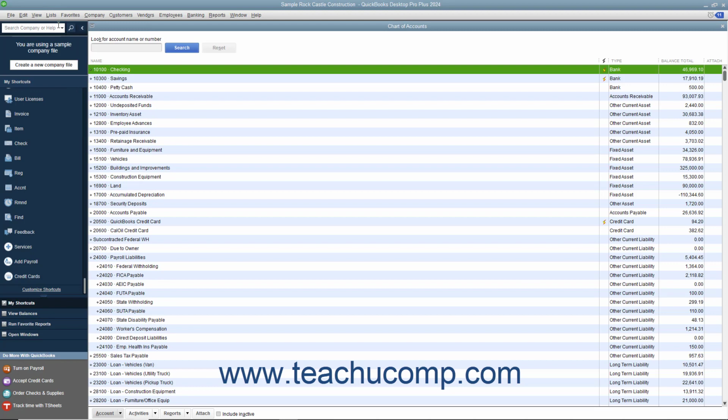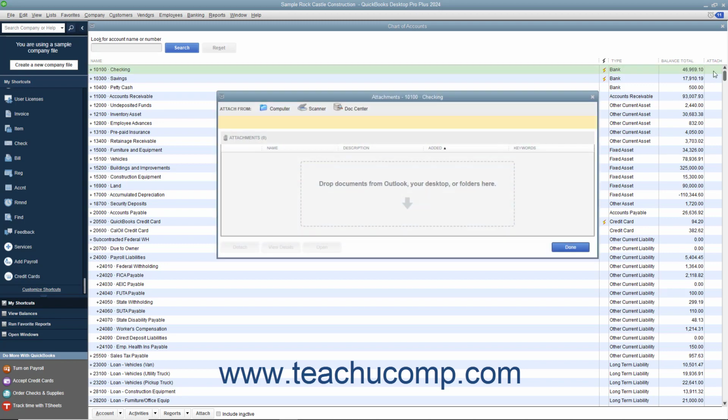Your chart of accounts shows the names of the accounts used by your company, the account type, like income, bank, or one of the many other QuickBooks account types, and the current balance of the account. There is also a column called Attach, which shows any attached documents associated with the account. You can double-click this column to open a dialog box that lets you attach documents from your computer, from a scanner, or from the Doc Center for free. These attached files are stored locally on your computer in QuickBooks.